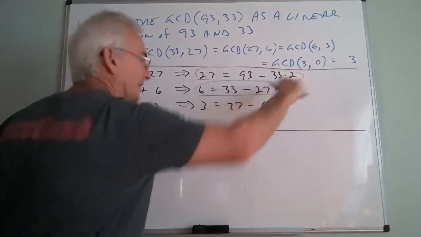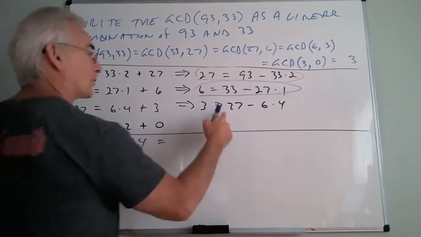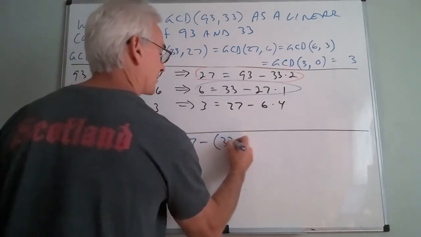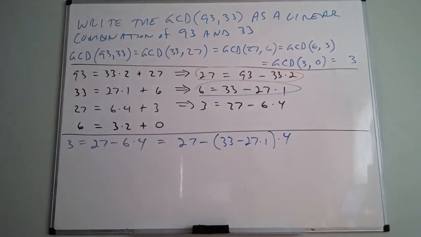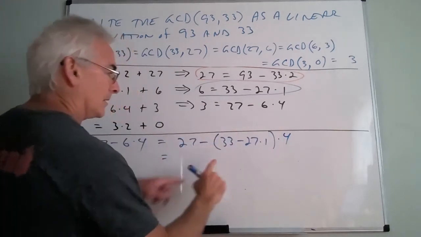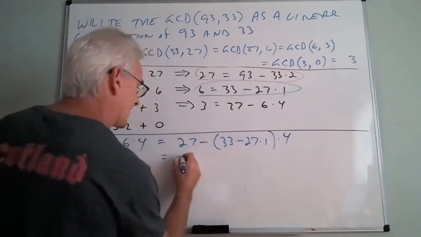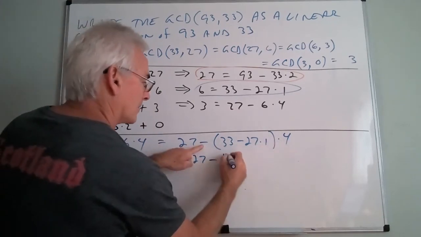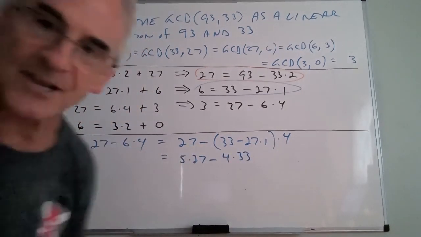6 equaled this. So 27 minus 6 times 4, I'm going to rewrite that as 27 minus this quantity, 33 minus 27 times 1 times 4. Okay, everybody see that? I'm just copying the previous line. Now gather the 27s and the 33s. Minus, so that would be plus 4 times 27. So I now have 5 times 27 minus 4 times 33. Everybody catch that? Now, I may have made an arithmetic error.